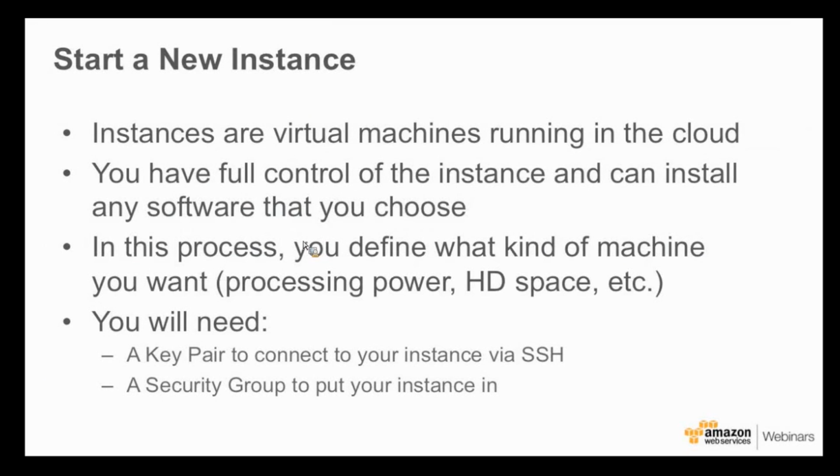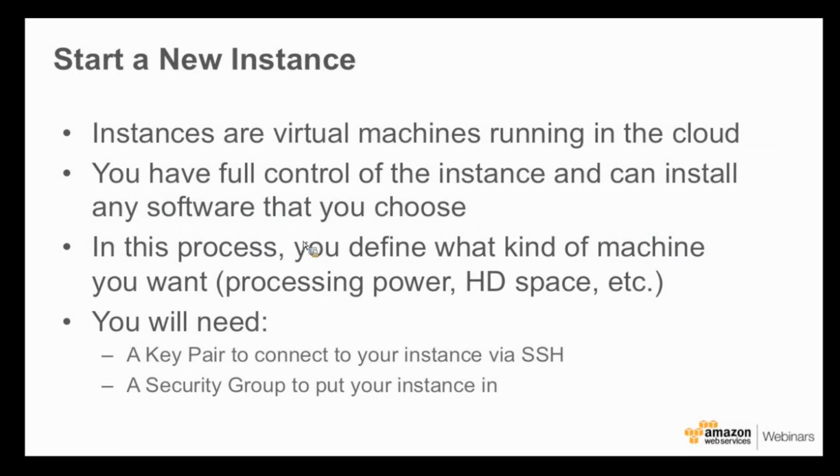So you basically define what kind of machine you want, and by that I mean what size, how many virtual CPUs, how much memory, how much disk space, etc. you want. And then you decide what operating system it's going to run. Then you associate it with a key pair and connect it so you can connect to it via SSH. The key pair is also used to decrypt the Windows administrator password. Lastly, you choose a security group that you're going to put your instance into.